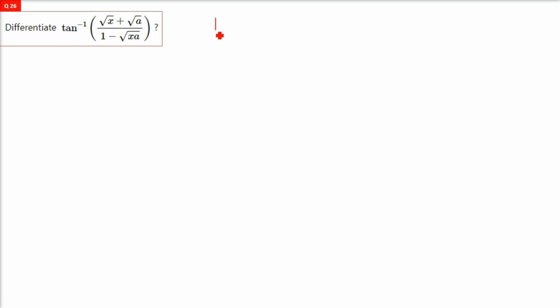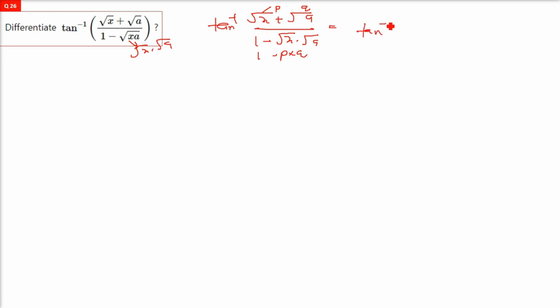Same thing here. Tan inverse of (under root x plus under root a) divided by (1 minus under root x into under root a). Here the product can be written as under root x into under root a. So assume under root x to be p and under root a to be q. Then it is (p plus q) by (1 minus p into q), and that is equal to tan inverse p plus tan inverse q, which we have just seen in the previous question. With p and q being under root x and under root a, it will be tan inverse under root x plus tan inverse under root a.